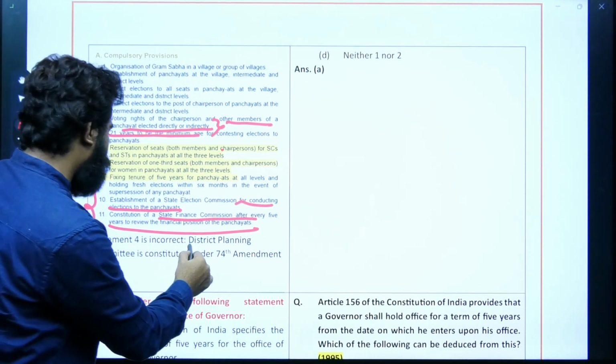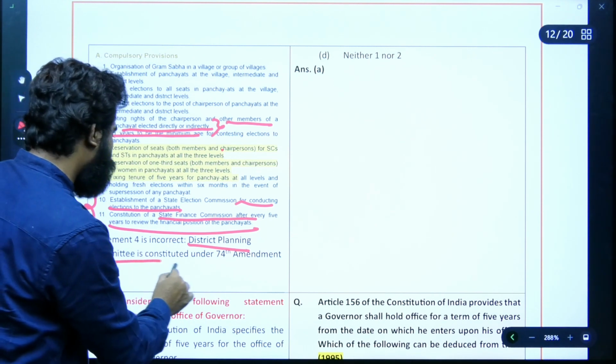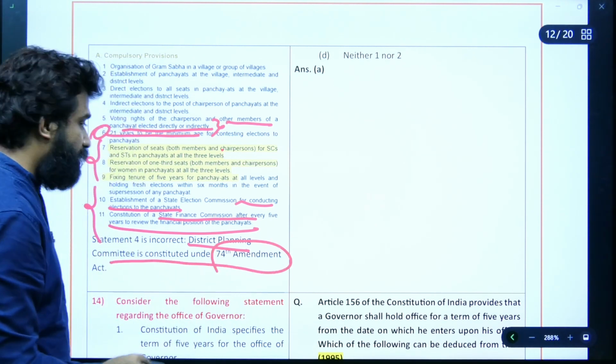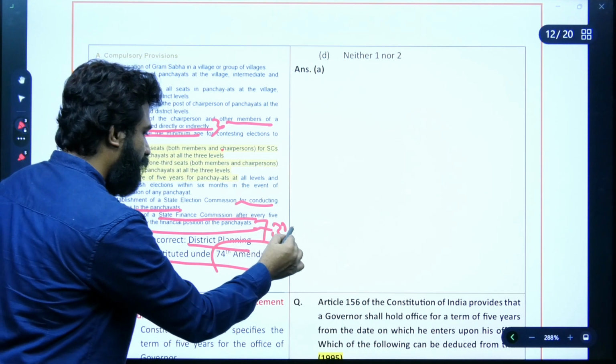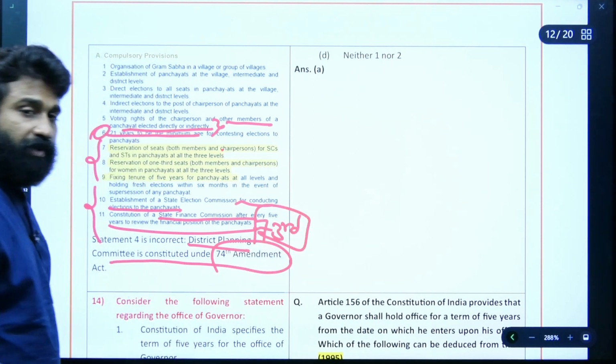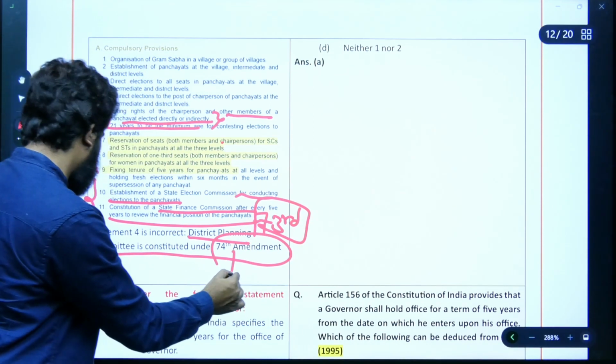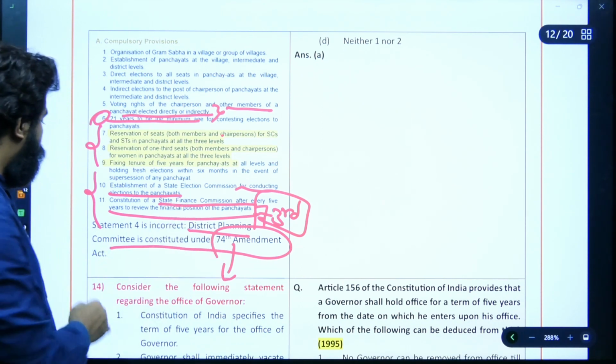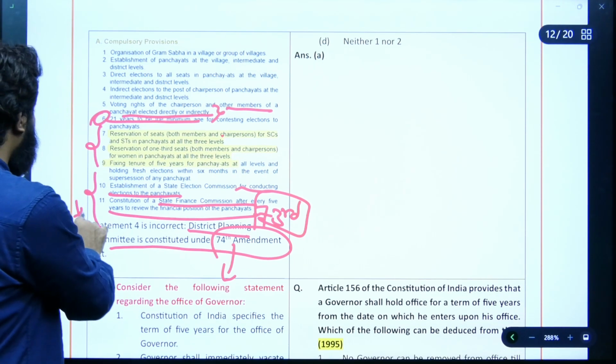And the fourth statement says the District Planning Committee is constituted under the 74th Amendment, not the 73rd Amendment. Therefore, the fourth statement can be eliminated.